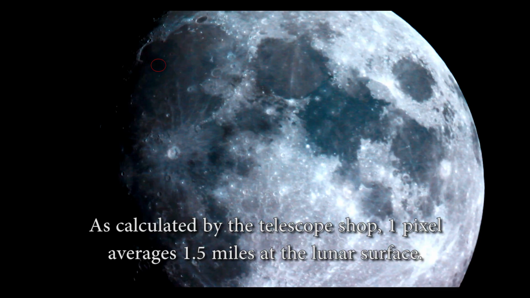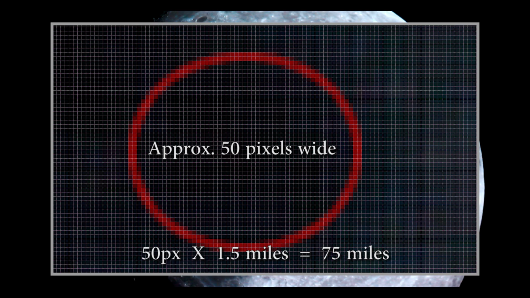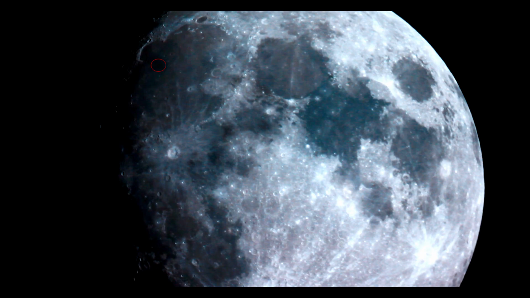All right, then I measure in the way that I showed you the size of the UFO shadow. It's fixed about 50 pixels across, and if we multiply this out by the 1.5 miles that we are told each pixel is with my system as calculated by the scope shop, we find that this is about a 75-mile wide shadow. All right, so I'll give you my final thoughts.